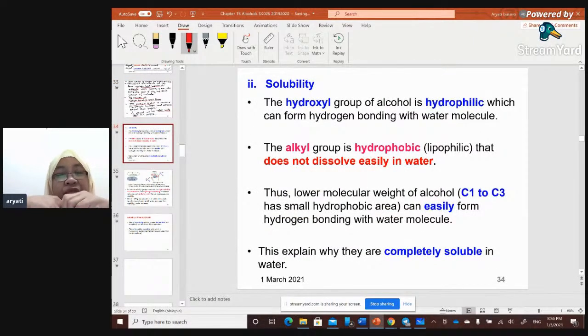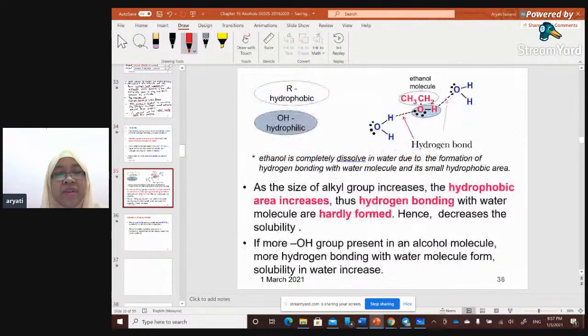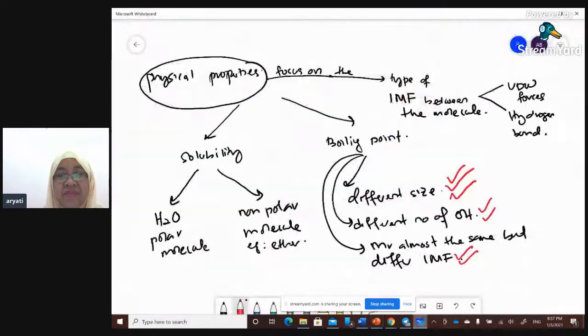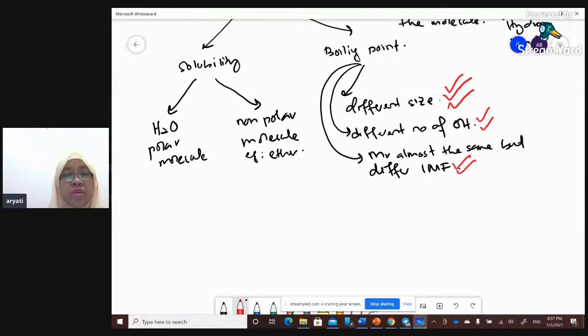Okay. For solubility, the hydroxy group of alcohol is hydrophilic area which can form hydrogen bond with water. The alkyl group is hydrophobic or lipophilic that does not dissolve easily in water. So thus, lower molecular weight of alcohol C1 to C3 has smaller hydrophobic area to easily form hydrogen bond with water. So this explains why they are completely soluble in water. Okay, so explanation untuk solubility.